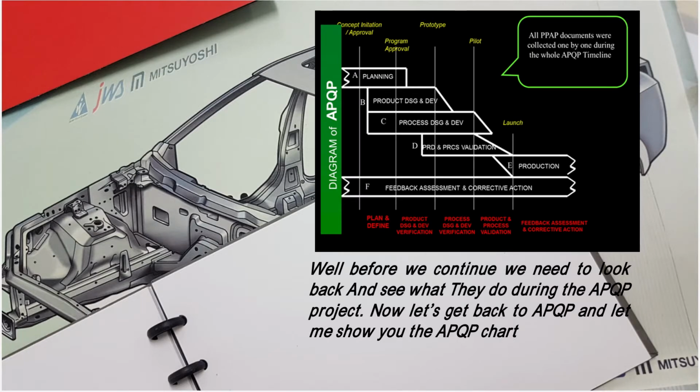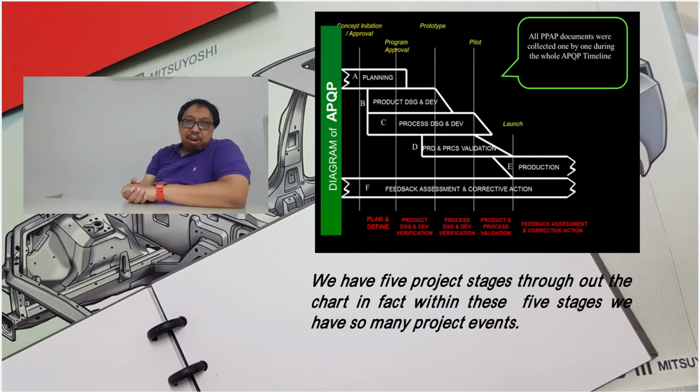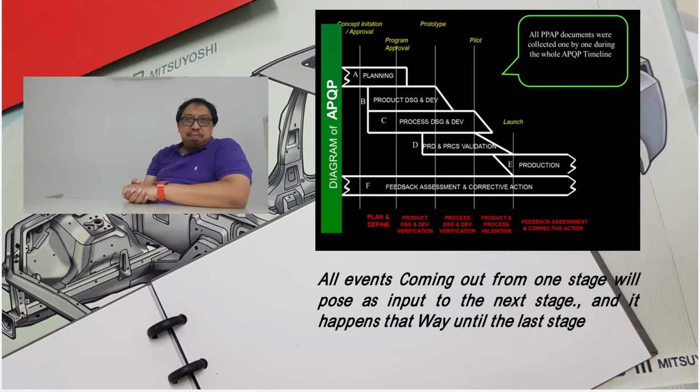What kinds of evidence does a PPAP provide? Well, before we continue, we need to look back and see what they do during the APQP project. Now let's get back to APQP and let me show you the APQP chart. We have 5 project stages throughout the chart. In fact, within these 5 stages, we have so many project events. All events coming out from one stage will pose as input to the next stage. And it happens that way until the last stage.